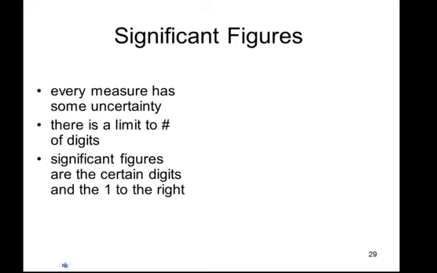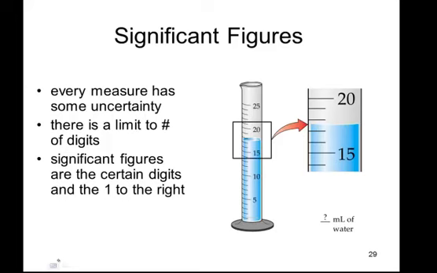All right, so for everything that I read, we always know there is some uncertainty. That last digit is the one that's uncertain. So in this case, I can see that this would be the 16, 17, 18. So my volume of water is somewhere between 17 and 18. Everybody could agree on that. We, however, would not all agree what this measurement is.